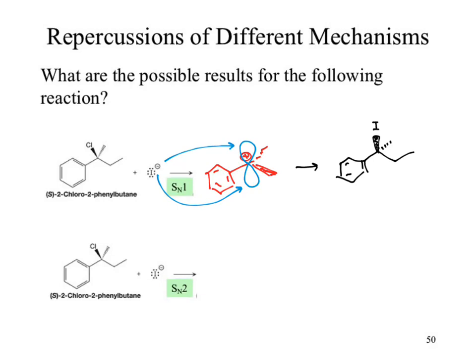Okay? We would get the result where the iodide came in from the exact same side the chloride was. That is a possibility. Okay? And we would also get the result where the iodide came in from the backside. Both of those come out as products.